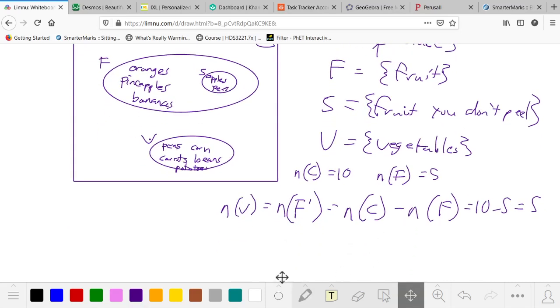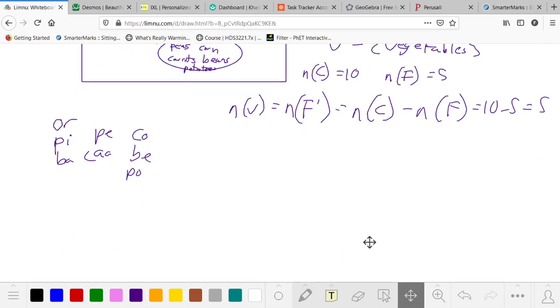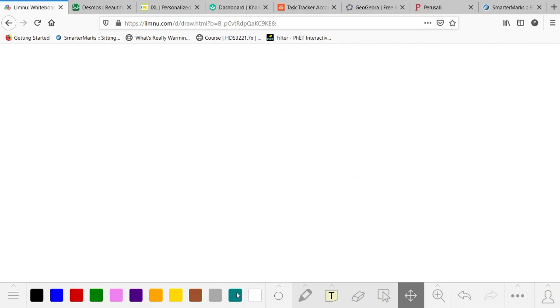And then the last part is list the elements in the complement of S. That's everything in here that's not in S. So that's oranges, pineapples, bananas, peas, carrots, corn, beans, and potatoes, which normally on your homework we should list out the entire word, not just the first two letters.